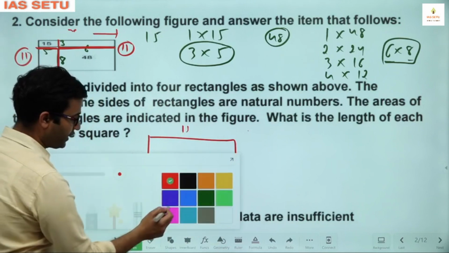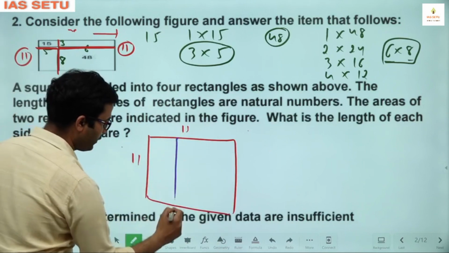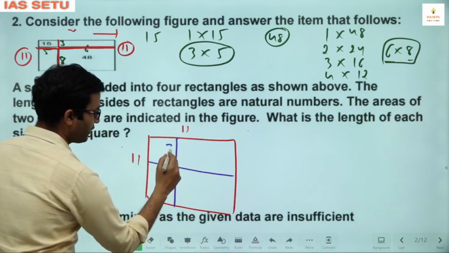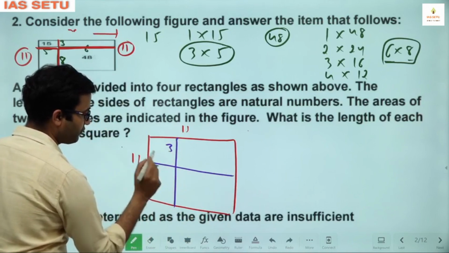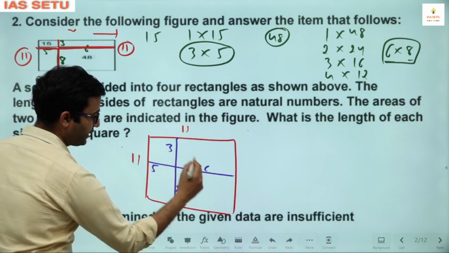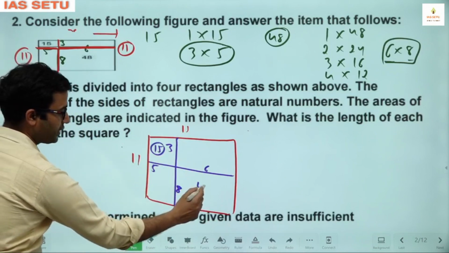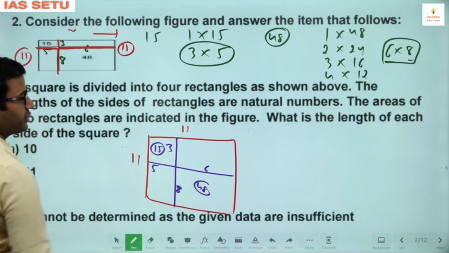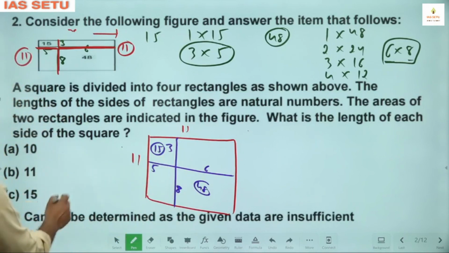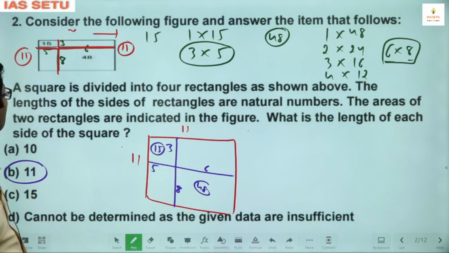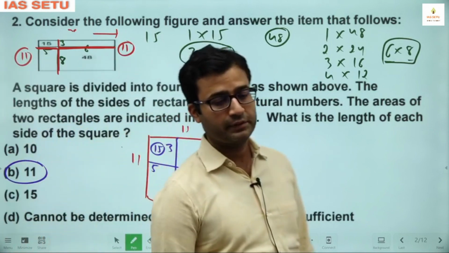After that we divided it into 4 rectangles, where I have taken this side as 3, this side as 5, this side as 8, this side as 6. Area of this rectangle 15, area of this rectangle 48. What is the length of each side of the square? It is 11. Question number 2, answer is B, 11.